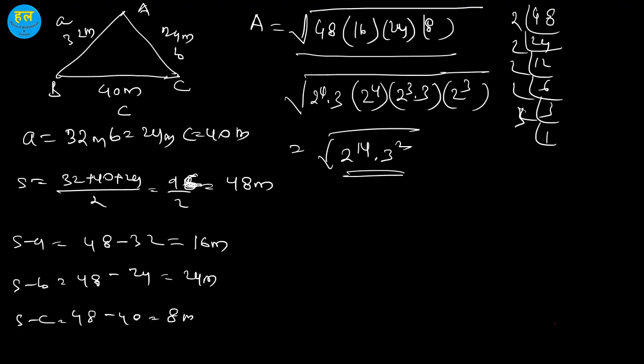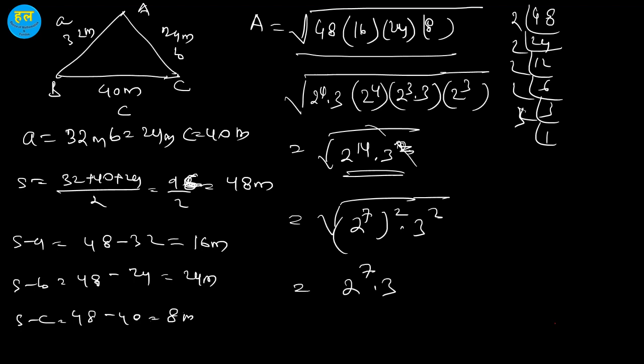When we want to find the square root, we already know that we cancel out the square root by pairs of 2. We can make it 2 to the power 7, whole power 2, into 3 to the power 2. It will become 2 to the power 7 into 3, which is equal to 384 meter square. So the area of this triangle is 384 meter square. Okay.